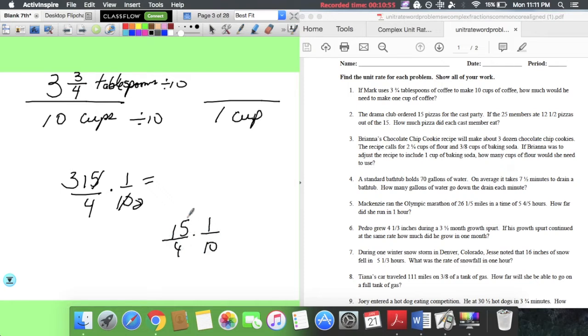5 goes into 15 3 times, 5 goes into 10 2 times, so that's going to be 3 over 8. So we can say 3/8 of a tablespoon to make 1 cup of coffee. Okay.